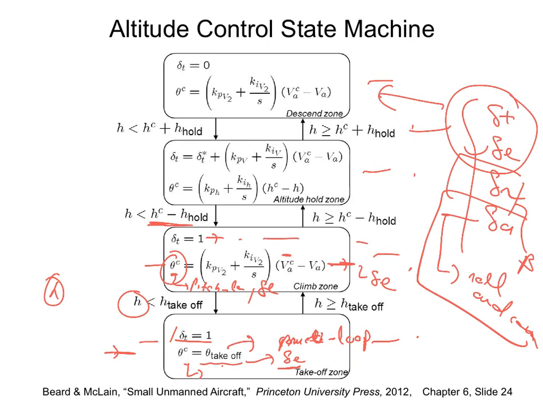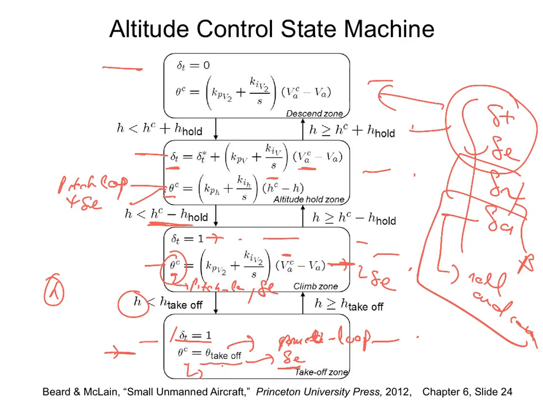Similarly, in the altitude hold zone, when H is less than HC plus H hold, you are controlling your VA using delta T, and your height using theta C, and then again you will call the pitch loop, which will give you delta E. So again delta T from here, and delta T goes there. Again, successive loop closure.